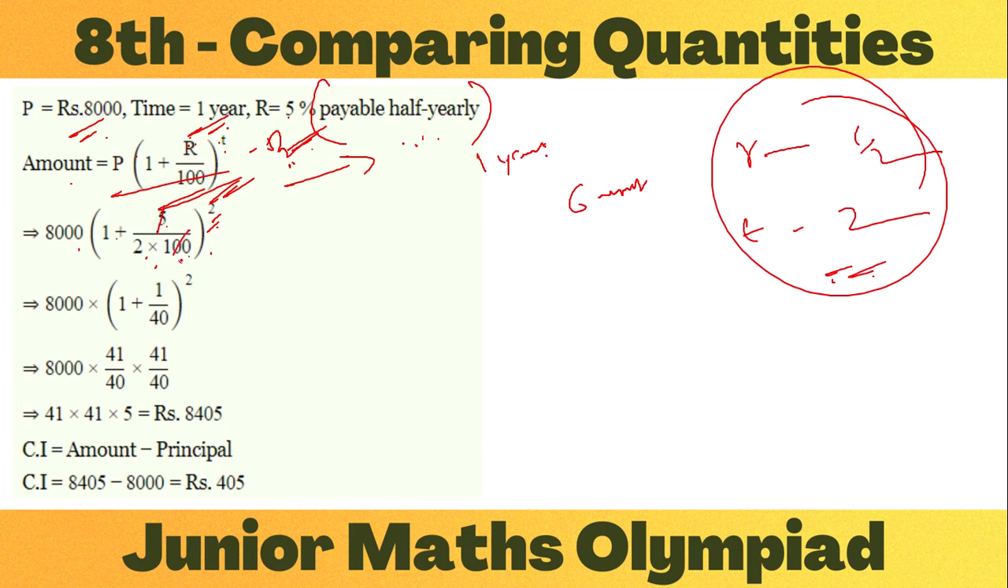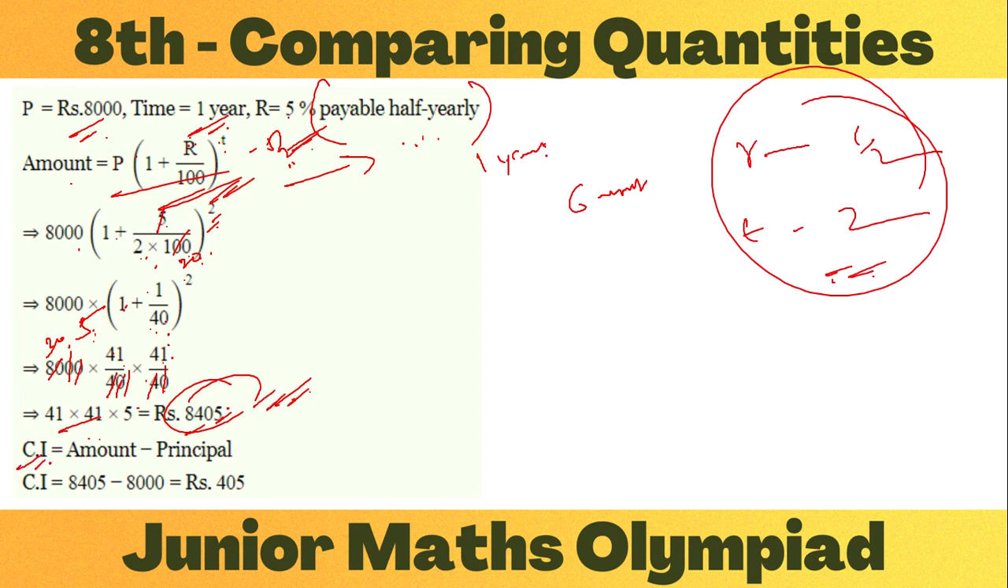So 5 times 20, 100, 2 times 20, 40. Here we will get 40. So 40 into 1, 40 plus 1, 41 by 40. 41 by 40 whole square means 41 by 40 into 41 by 40. Zero, zero, zero, zero gets cancelled. 4 times 20, 80. 4 times 5, 20. So 41 into 5 will remain. If you multiply all, we will get 8,405. This is the amount, total amount.